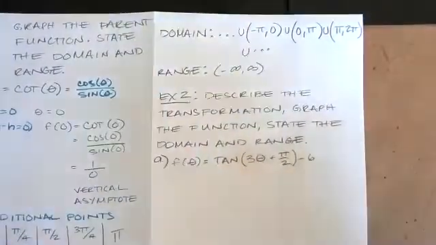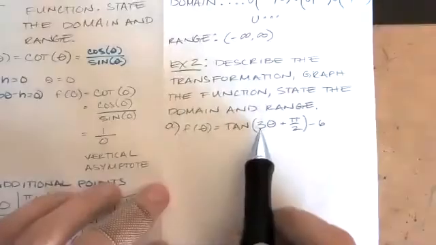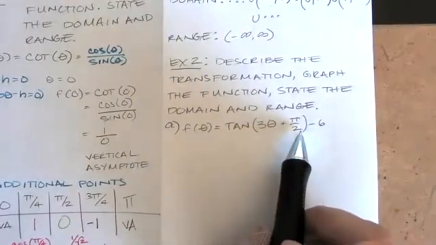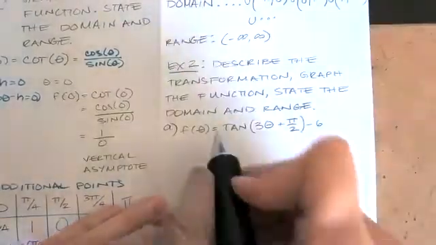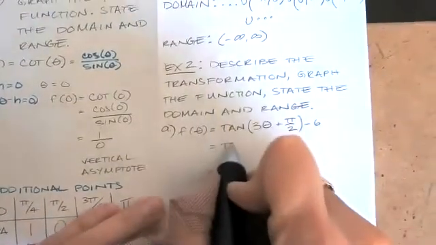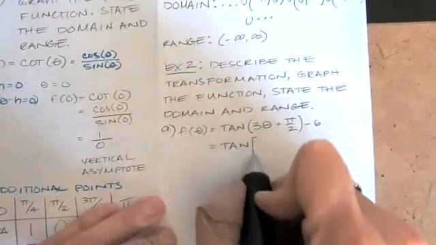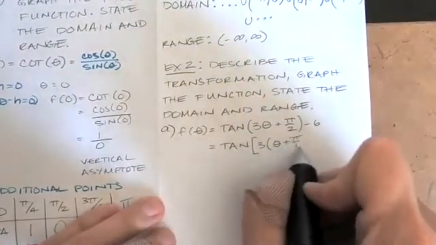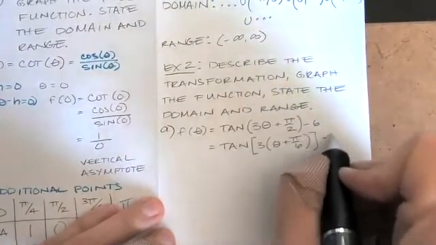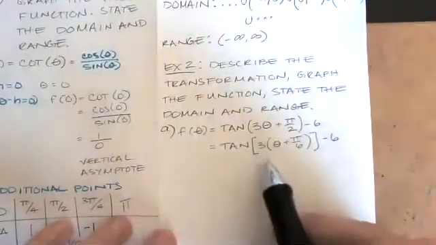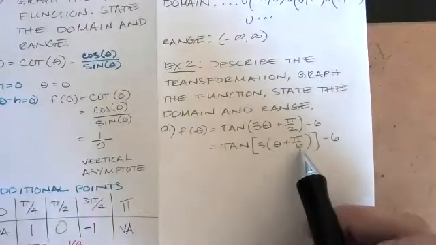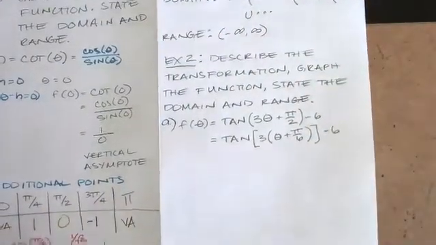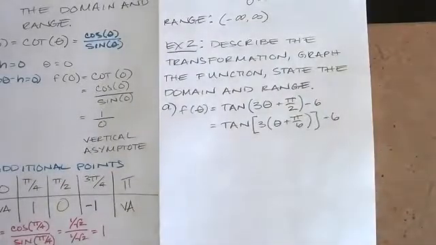Okay, so remember that when we have a b that's not 1 and an h that isn't 0, we need to factor out the b. So I'm going to do that. We'll have 3 times theta plus pi over 6, and then minus 6. That way I can see what b is, and I can see what h is without the influence of b. All right. So far, okay?